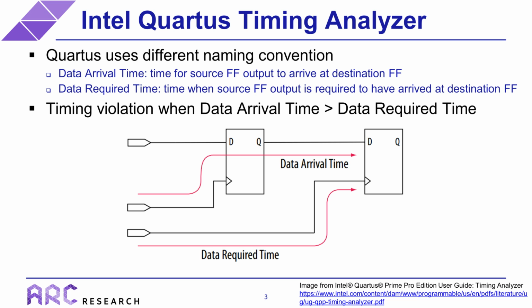So the Quartus Timing Analyzer compares two different times, a data arrival time and the data required time. Data arrival time is the time it takes for the source flip-flop's output to arrive at the destination flip-flop, which is similar to my definition of the time between flip-flops. The data required time is similar to what I previously called the deadline. It is essentially the time when the output of the source flip-flop is required to have arrived at the destination flip-flop. So let's take a look now and see how these times are slightly different than my previous definitions.